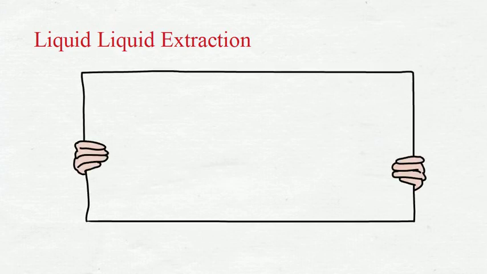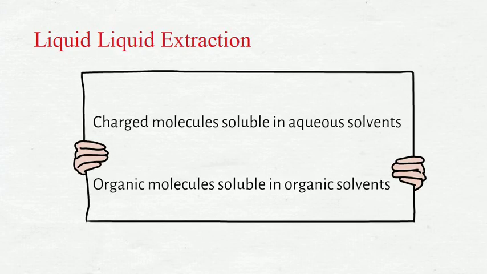This video focuses on liquid-liquid extraction, which includes the use of two immiscible liquids to perform the extraction. As you know, molecules have different solubility in different solvents. For example, charged molecules are soluble in aqueous solvents, whereas organic molecules are usually soluble in organic solvents. However, depending on the functional groups present, we can make a compound become soluble in water or soluble in an organic solvent. Let me explain what I mean by that.